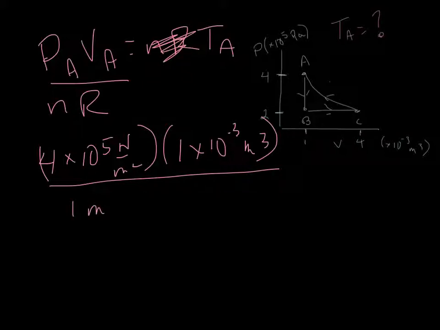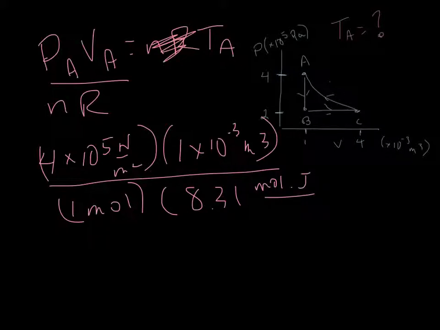n is 1 mole, and R is 8.31. That value is really just there to get the units to work out: joules per mole kelvin. I think that's right. If it's not, you can check it. Now you go through and do the math, plug it into your calculator, and you're going to get a value.